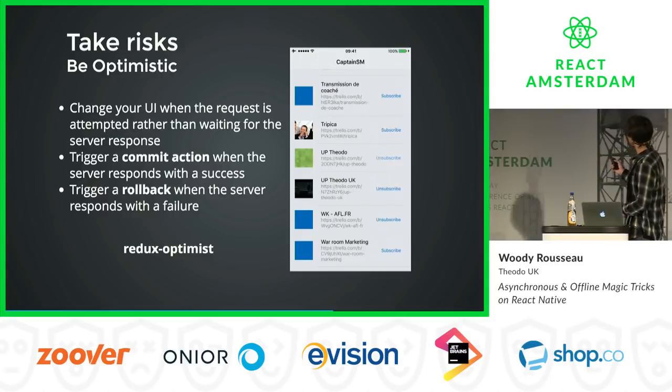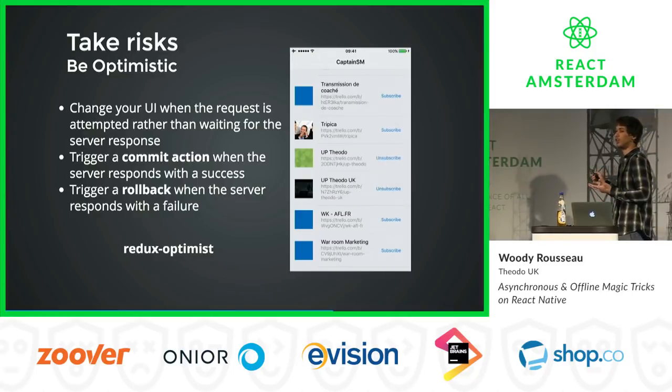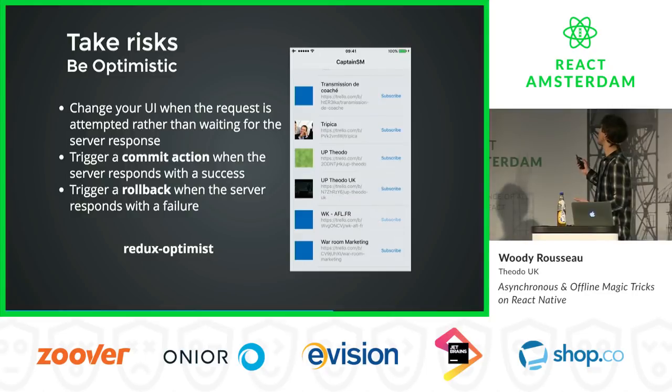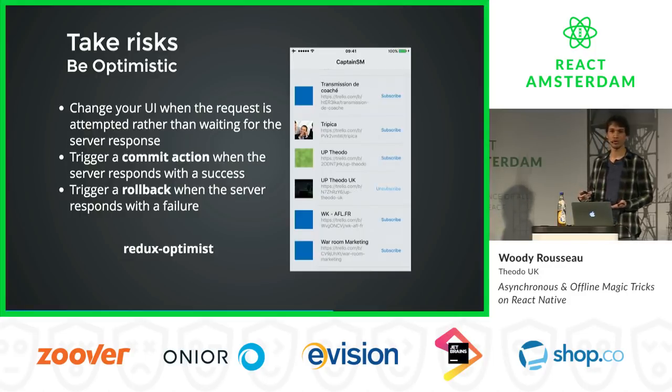And so the concept behind that is, we saw before the three classic actions in Redux: request, success, failure. In that case, you have something called a commit action and a rollback action. The idea is that you're going to get the commit action when the server actually responded correctly to your request, once your connectivity is restored. And it's going to be a rollback when the server actually answered with a failure, which means that you then need to take that into account in your reducer to update.